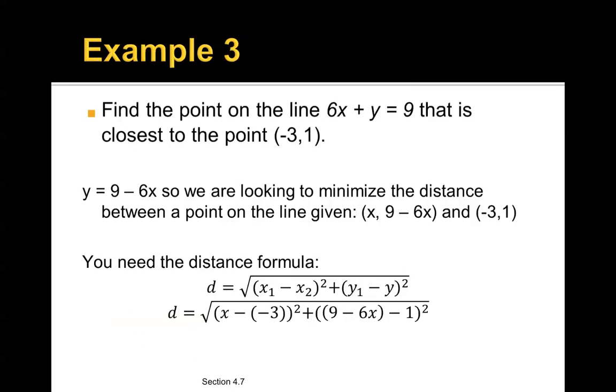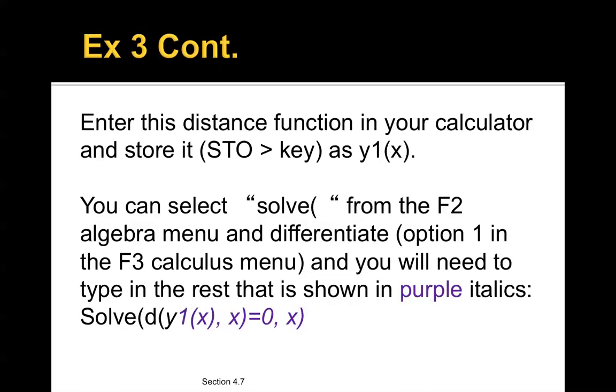Here's another application problem. Find the point on the line 6x plus y equals 9 that is closest to the point negative 3, 1. So y equals 9 minus 6x. So we are looking to minimize the distance between a point on the line, x, 9 minus 6x, and negative 3, 1. So here we can use the distance formula. And when we use the distance formula, we are getting rid of our y's and replacing them with the 9 minus 6x. So we're down to one variable.